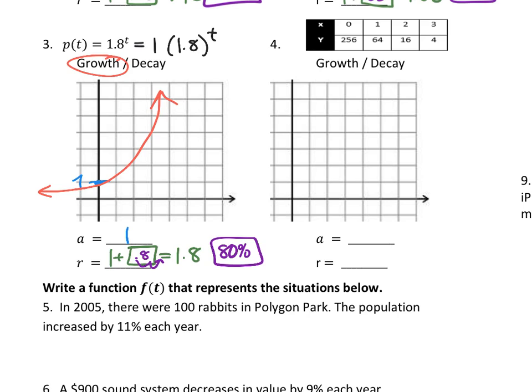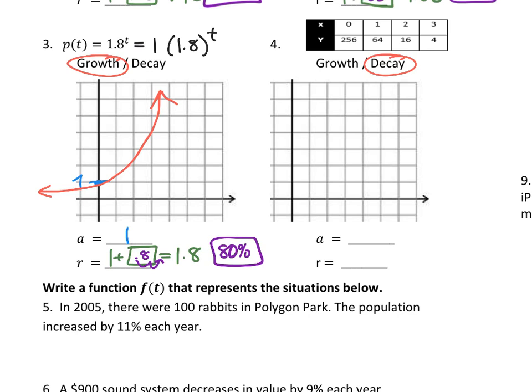This next one is in table format. You should still be able to tell me growth or decay. It's decay, because it's going down. All right, look at the Y values. The numbers are going lower, from 256 to 64 to 16 to 4. So this is going to be a decay formula. It should be going down.